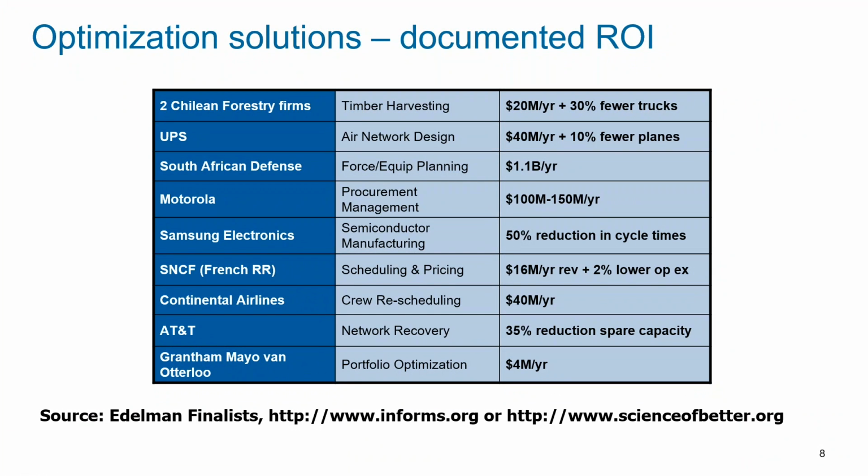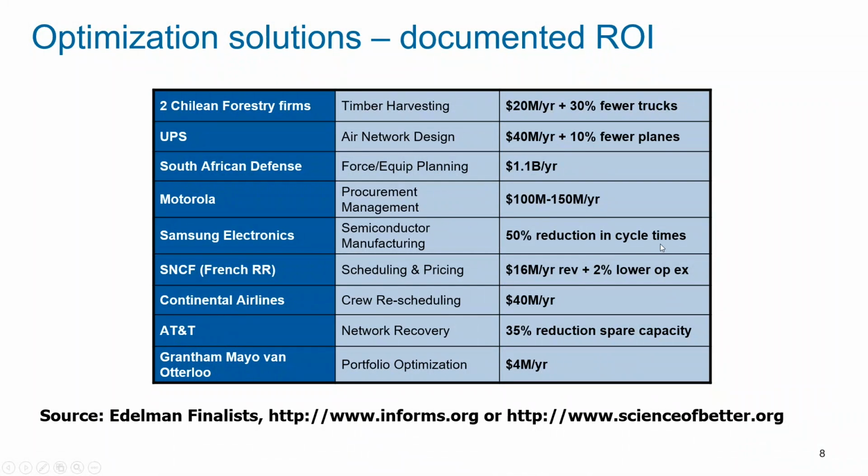They have applied optimization in air network design, and these are the savings. South African Defense, they apply in equipment planning, and these are the savings. Motorola, procurement management, and these are the savings. So on the one side, you see the companies. On the other side, you see the applications. And here you have clear benefits.